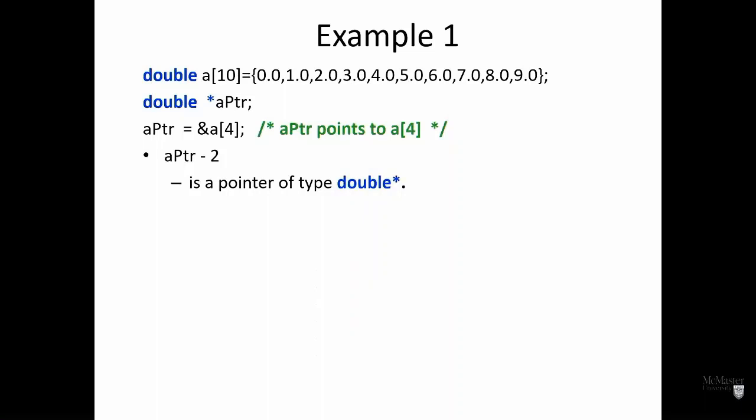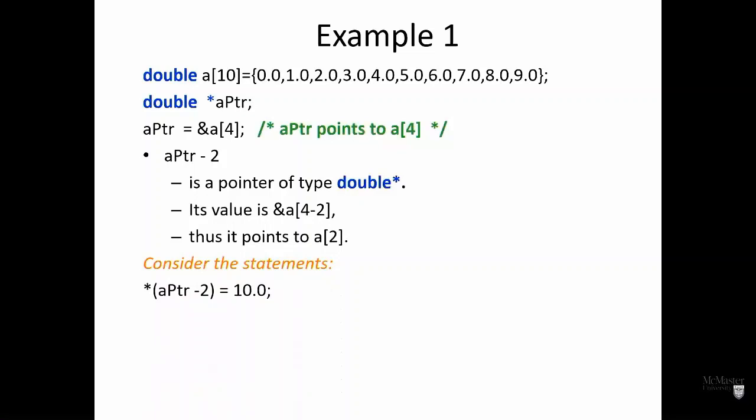So you can also subtract if you would like. This is going to point to element number 2, because originally we were at A4, so this is going to be A2. And what you're doing here is assigning A2 equals 10. There is one risk, one dangerous thing about using pointers to do assignment to array elements. What is this one? What is the risk? Yeah?